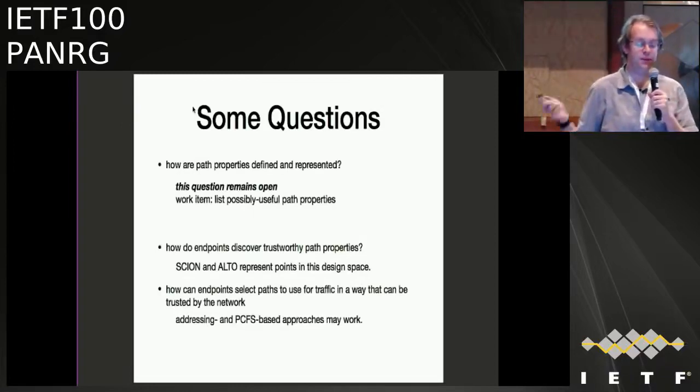So we have a couple of other questions. How do endpoints discover trustworthy path properties? SCION represents a point in this design space. So does ALTO, for the set of path properties that they care about. So we have running code here, and we have solutions that we think we can take from there. How can endpoints select paths to use for traffic in a way that can be trusted by the network?